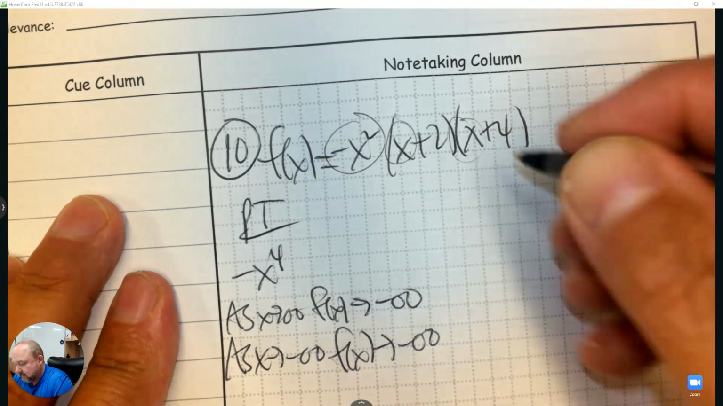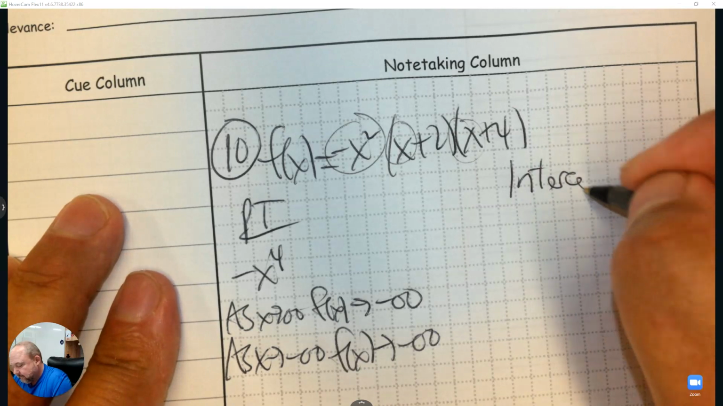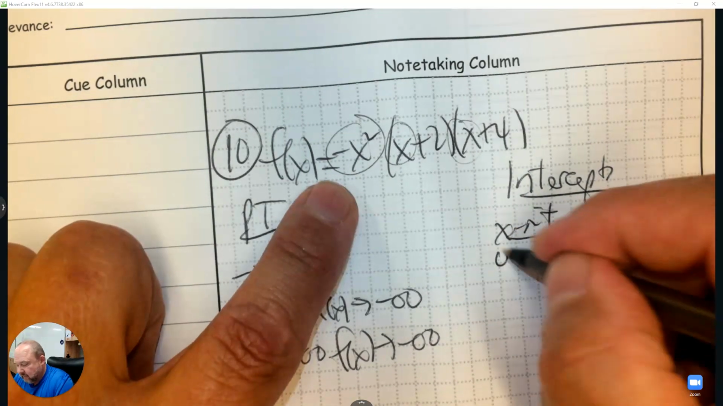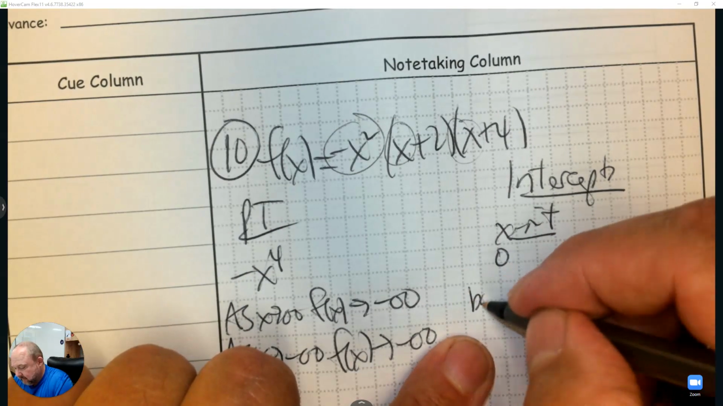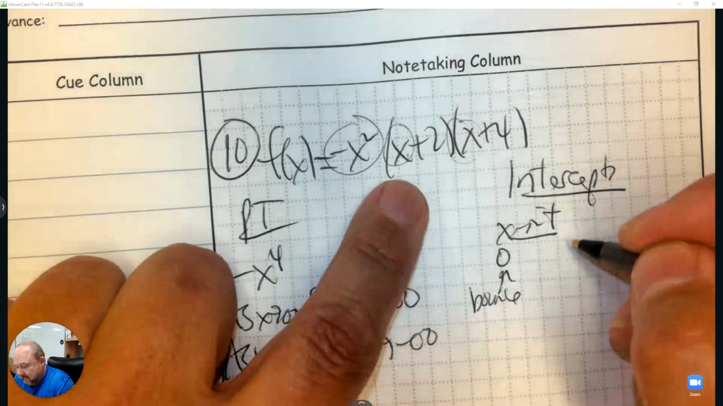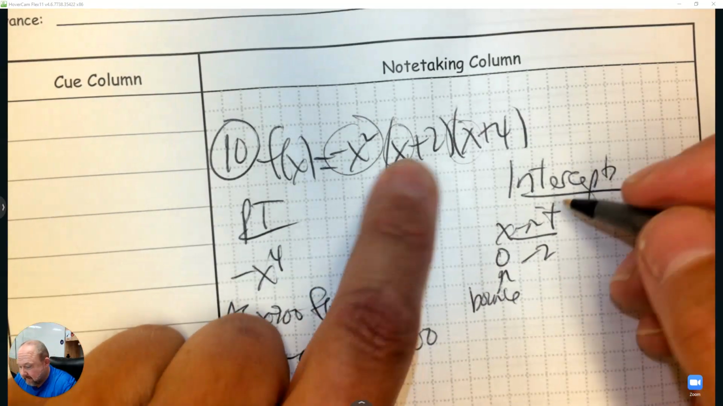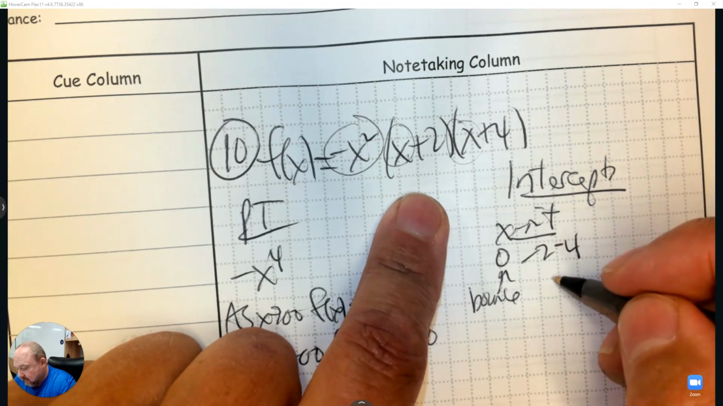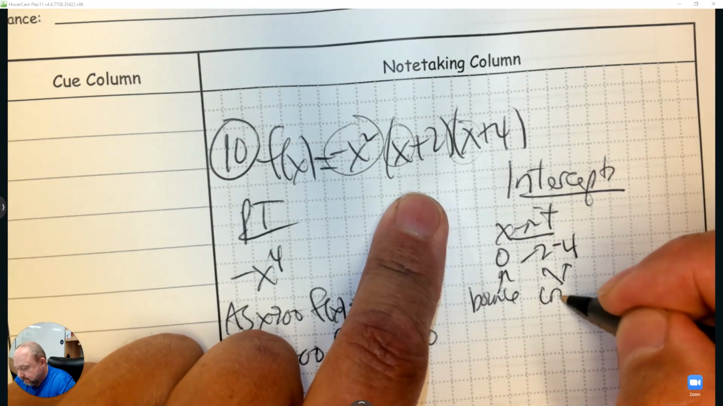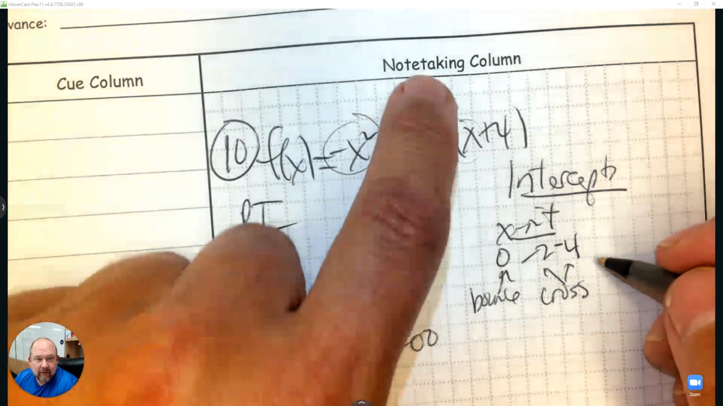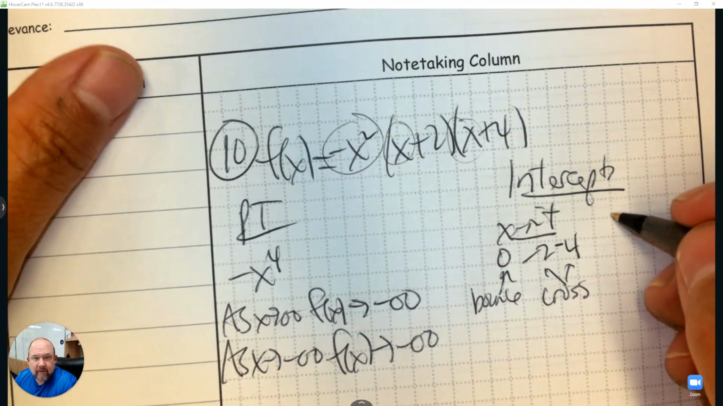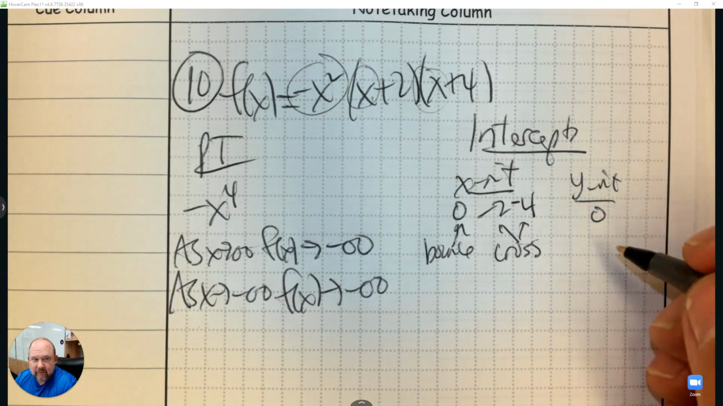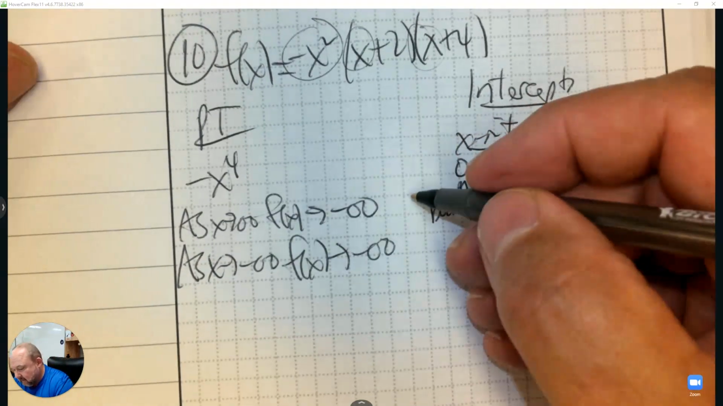Again, you can press pause. The intercepts. So we have an x-intercept at 0, and it's going to bounce. Negative 2 has an odd exponent, and so does negative 4. So both of those are going to cross because the exponents are odd. The y-intercept is 0. When you plug in 0, the answer is 0. And now we can graph this.